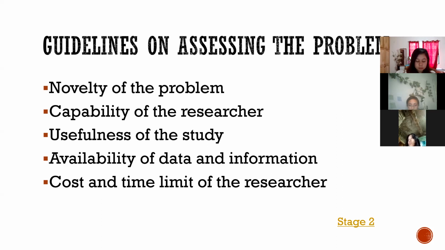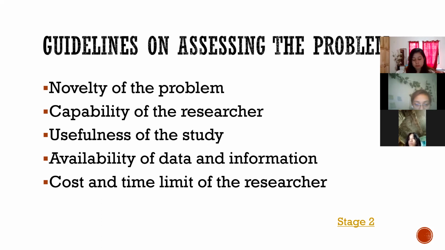And then availability of data and information. This is another thing. When we do our research, we have to back it up with a lot of references. The ideas that we put in our research will mostly come from other people's ideas or existing studies. That is what we call the review of related studies and literature.